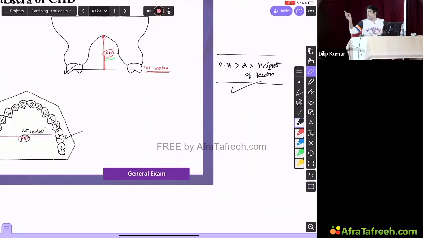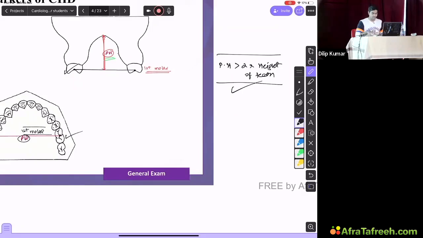Okay, this is an example of a high arched palate, what I have shown you there. Because definitely in that example, the height of the palate is surely more than 2 times that of the teeth. Do you understand? As simple as that. Generally, the height of the palate will be less than 2 times the height of the teeth itself. If it's more than 2 times the height of the teeth, that is considered to be high arched palate.